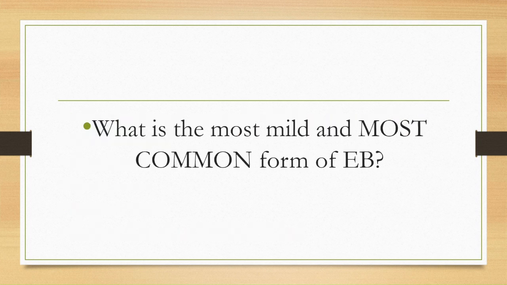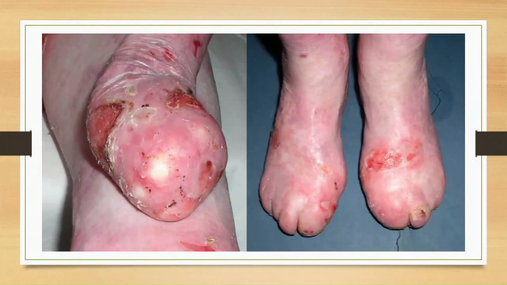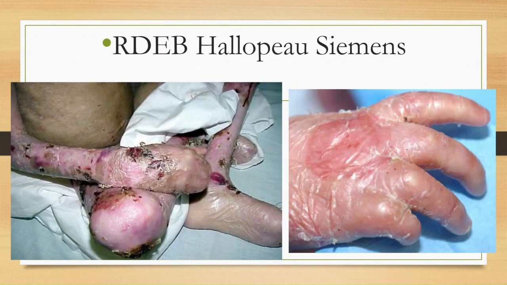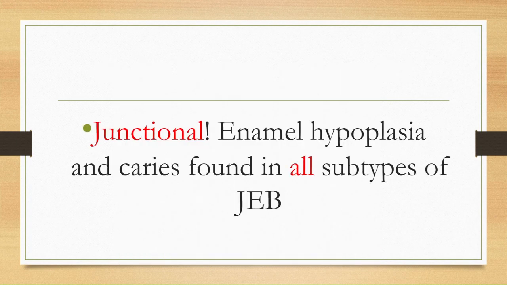What is the most mild and most common form of EB? EBS simplex localized, also known as Weber-Cockayne. When you see this, what do you think of? Yep, recessive dystrophic EB, Hallopeau-Siemens. Now remember, if I show you teeth in any capacity, now here you have pitting and some enamel hypoplasia as well, but mostly enamel pitting. What are you thinking of? Junctional. Good job.